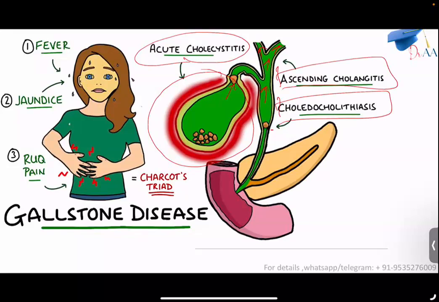Ascending cholangitis classically presents with fever, jaundice, and right upper quadrant pain. This is known as Charcot triad. So this summarizes the biliary tree's pathologies that we have discussed so far.